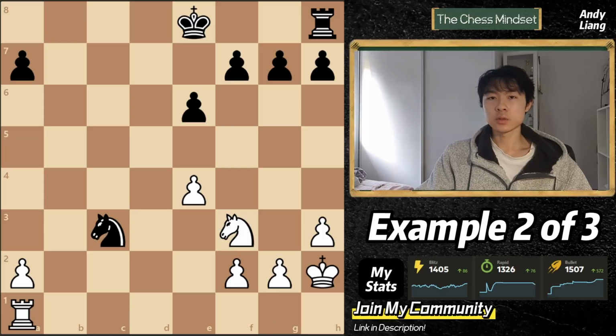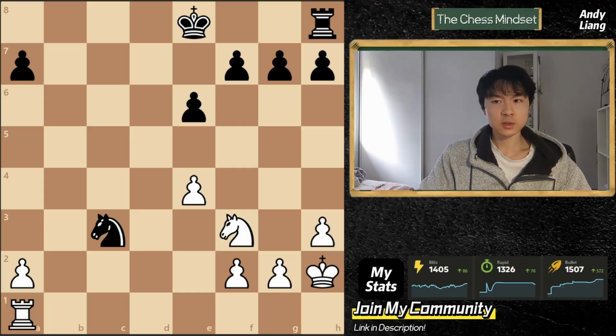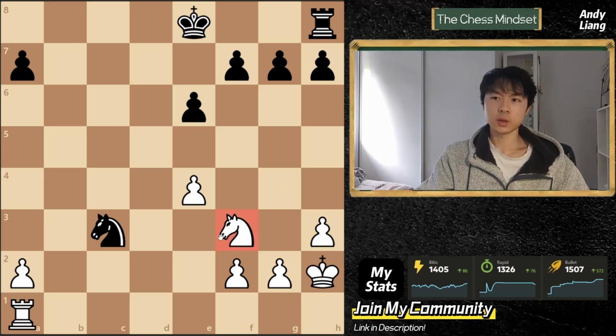Now let's move on to the second example, and this one is going to be a little bit more tricky to spot, but hopefully after I explain the solution, then you will understand, okay, this is exactly why this works. Now, as always, if you want to, you can pause the video to try to find the winning tactic for white in this position. Okay, so first of all, we have even material, right? Both have a rook and a knight.